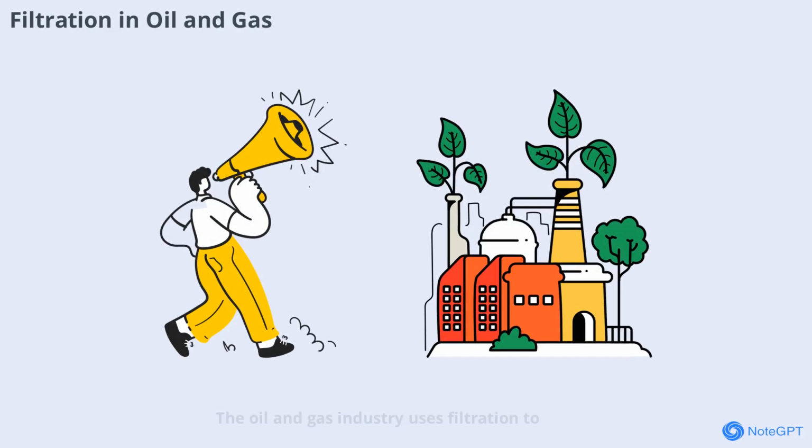The oil and gas industry uses filtration to remove solid contaminants from crude oil and natural gas. This process protects equipment, improves product quality, and ensures safe operation.